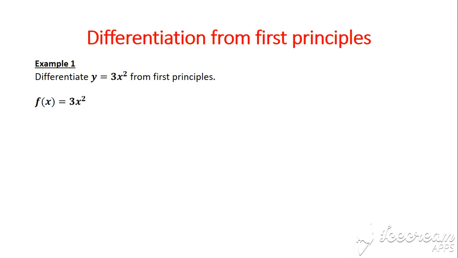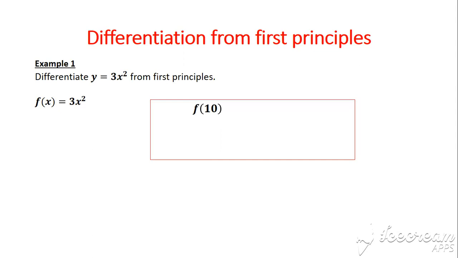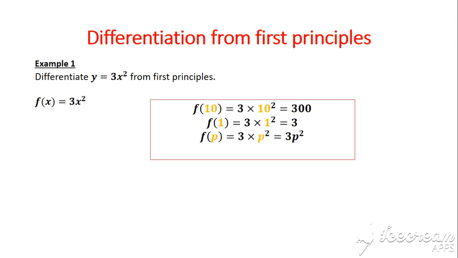First of all, the function itself is 3x squared. Function f(x) is just y. Now, if I told you f(10), you're going to take 10 and substitute that in for x and go 3 times 10 squared, which is 300. If I told you f(1), you're going to substitute 1 in for the x, and you're going to get 3 times 1 squared, which is 3. What if I told you f(p)? You're going to substitute p in for x and go 3 times p squared, which is 3p squared.